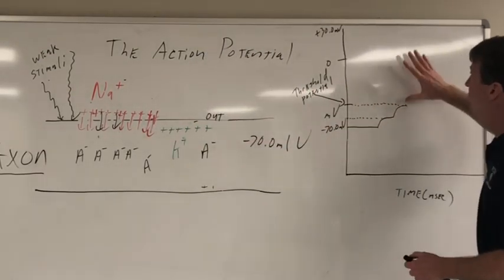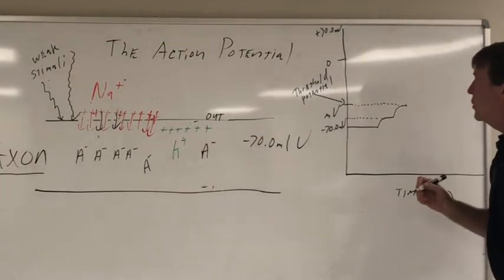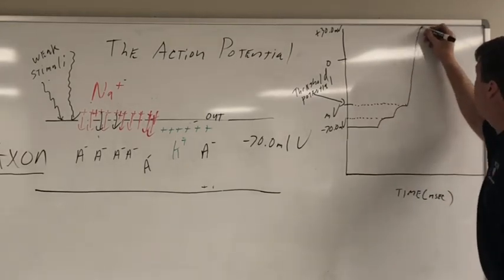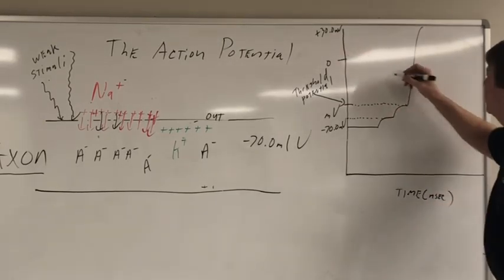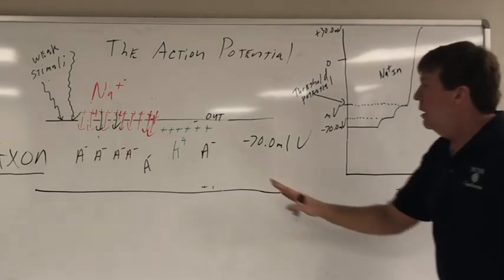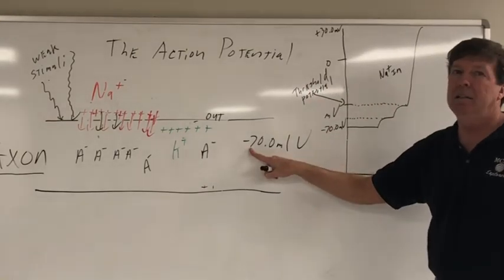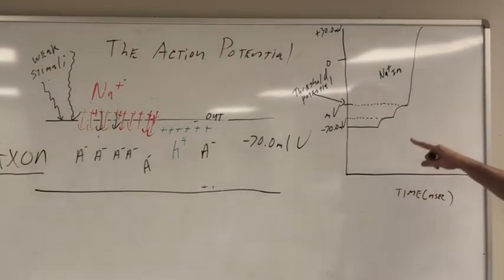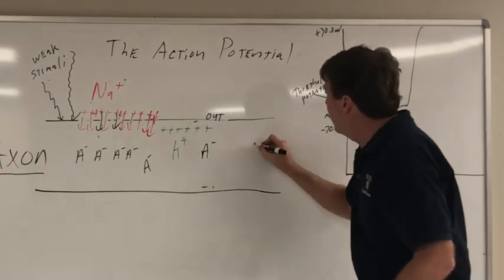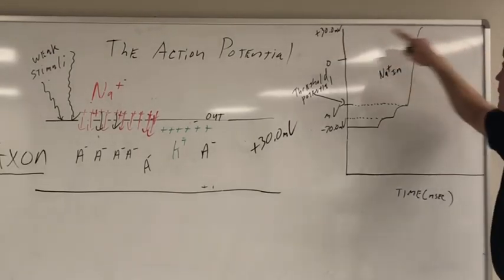If we're graphing this, what would it look like when all these sodiums came rushing in? What you're going to see here is a spike, and it's going to rise up to about positive 30. This indicates the sodium ions rushing in. At this point, we no longer have negative 70. Negative 70 has been reversed, and now we're at positive 30.0 millivolts. So here we are, positive 30.